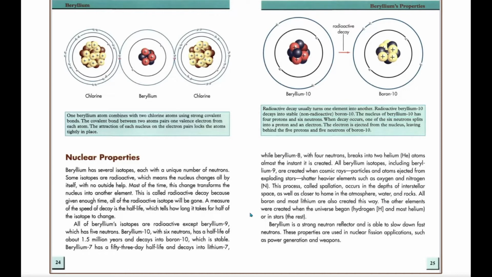The other elements were created when the universe began: hydrogen, H, plus helium, more in stars, the rest. Beryllium is a strong neutron reflector and is able to slow down fast neutrons. These properties are used in nuclear fission applications such as power generation and weapons.